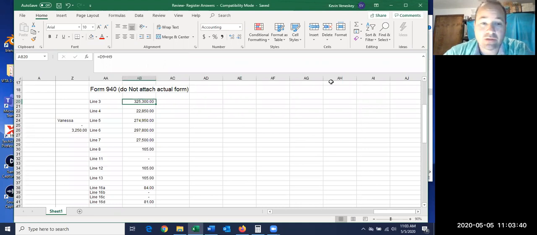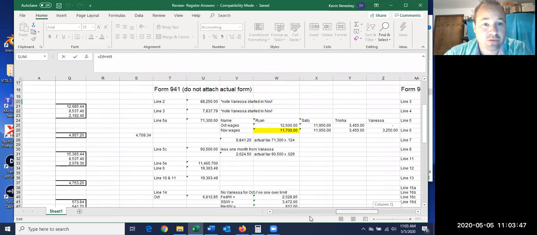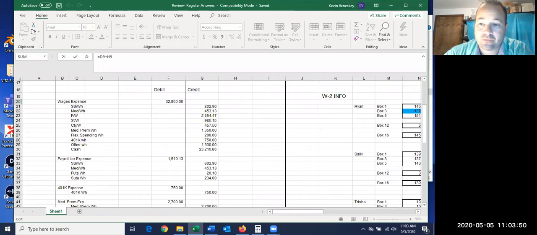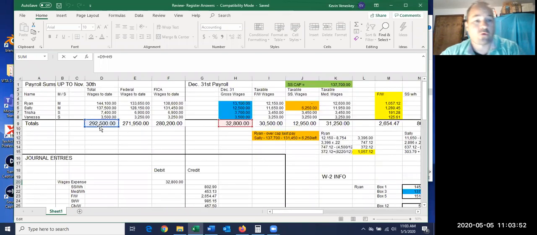All right, so let's take a look at this first one here. I had D9 plus H9. Let's see what those are. So total wages to date plus my gross wages for December. That's all I needed to do to find my total wages. Remember, on the Form 940, they want your gross wages, not federal. We'll get to the federal.